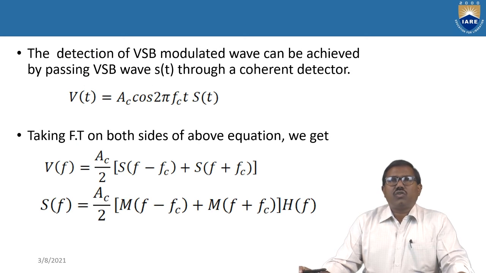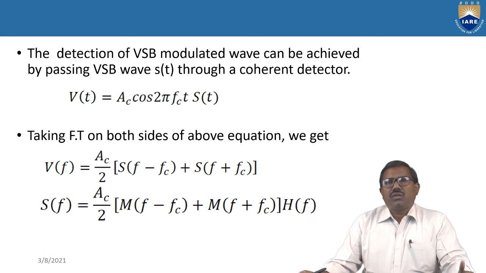The detection of the VSB modulated wave can be achieved by passing the VSB wave s(t) through a coherent detector. So v(t) = Ac cos 2πfct · s(t), where s(t) is the VSB-SC signal. Now we are going to apply the Fourier transform on both sides of the above equation.